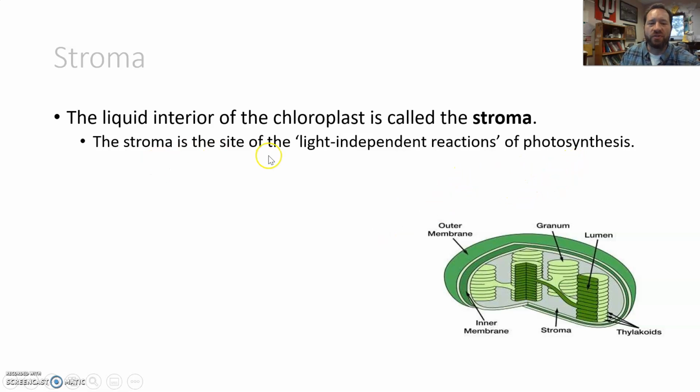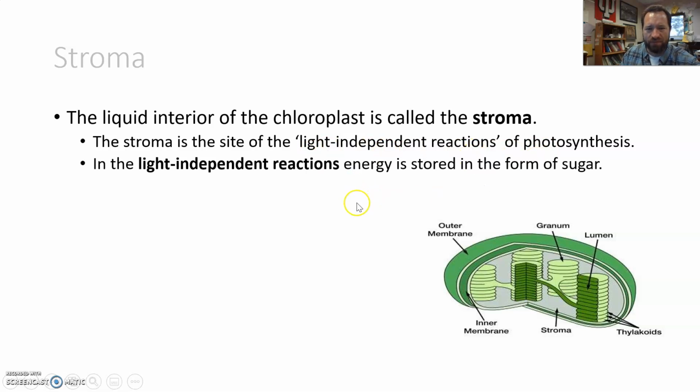The stroma is the site of the light-independent reactions of photosynthesis. So it's kind of the second half of photosynthesis. And in the light-independent reactions, some of that energy that would have been grabbed in the light-dependent reactions is stored up in the form of sugar.